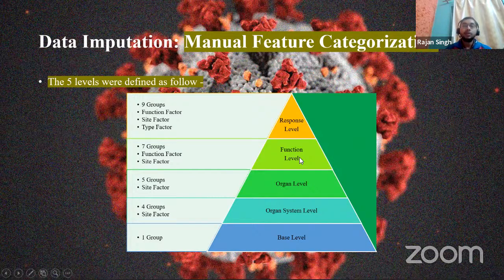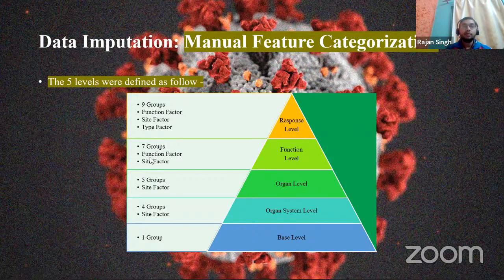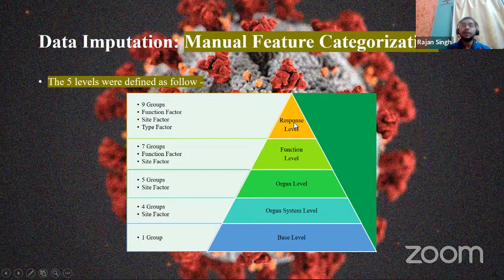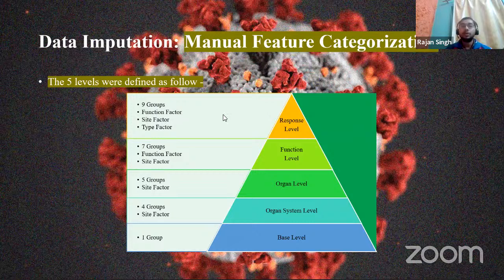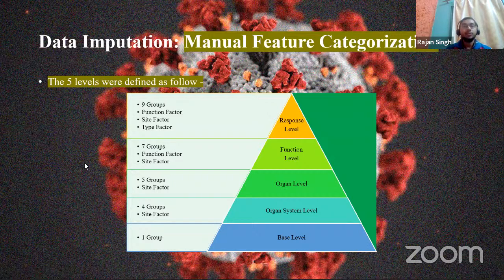So for that, we divided it into 5 groups, and the site factor was again used. Next was the division based on the function level, like what particular thing it does, like the leukocytes, they fight off the infection. So for this, function factor as well as the site factor were used, and 7 groups were created. And last but not the least was the response level. Like for coagulation, fibrin degradation products, basically it coagulates or anticoagulates, like it stops the blood, or it allows the flow of the blood. So for that, 9 groups were divided in this level, and all 3 factors were used: function, site, and type.